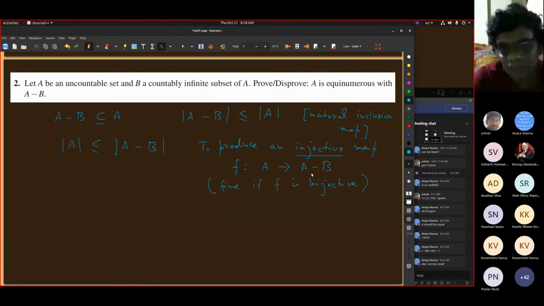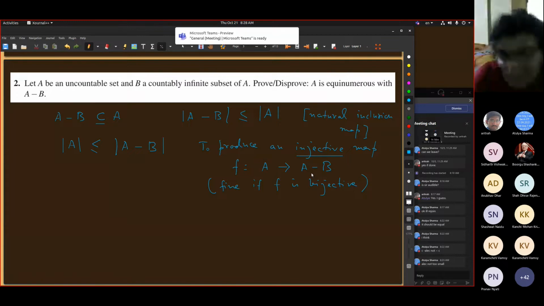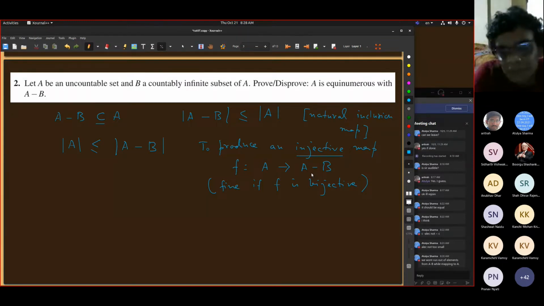Sir, can we extract another countably infinite subset of A? Good. And then we can map the elements of B in A to that subset. But then where will that go? Okay, let's say that this set is C. We'll map elements of B to C. But then where will we map the elements of C? It should be injective.